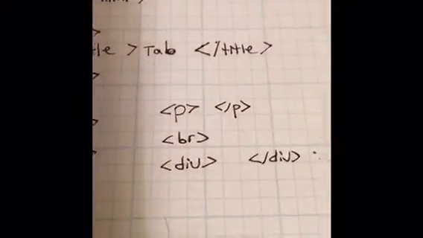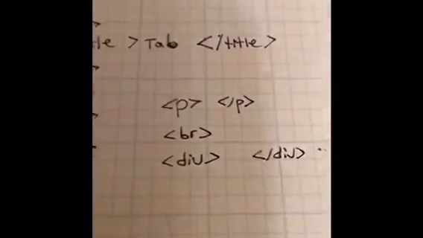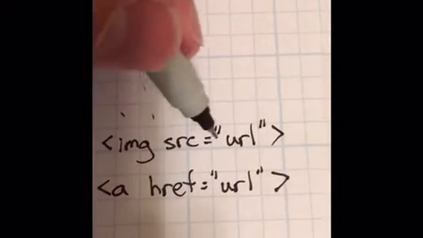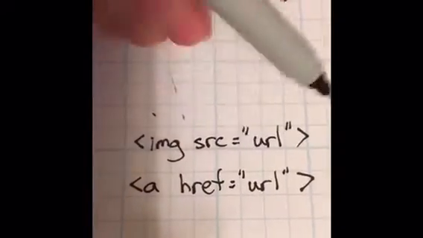Now we have the all-important div tags, which put everything in a group so we can style a bunch of things at once. We also have the specialties like image. So we put the image src and then the URL, and that will put an image on the page.